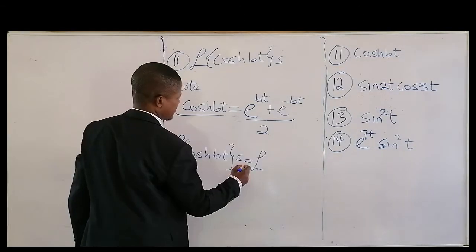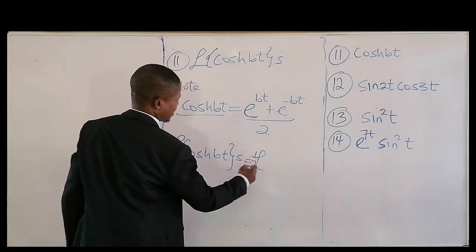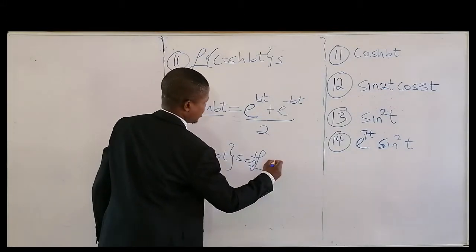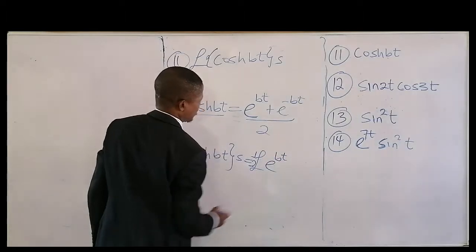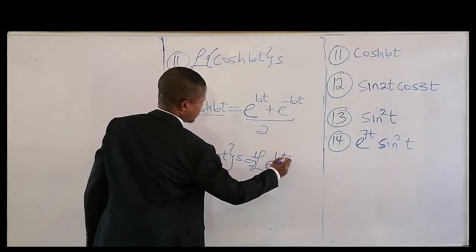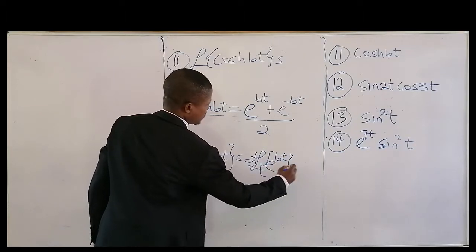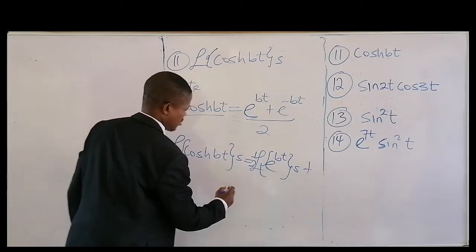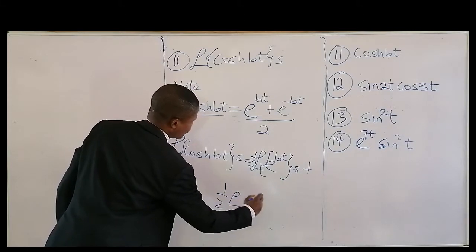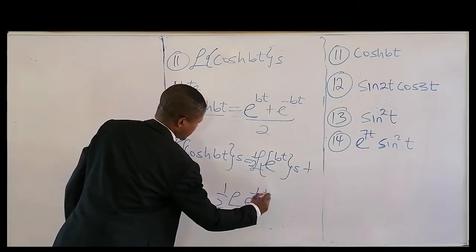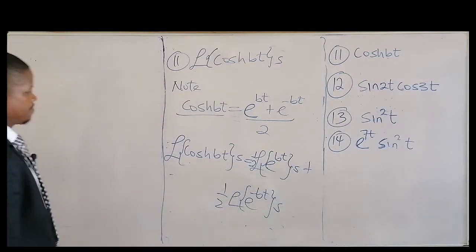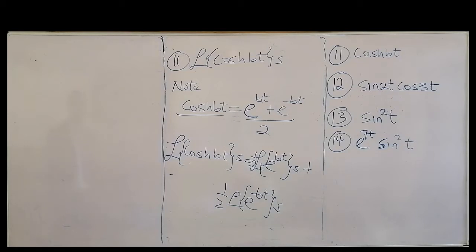And that'll be what? This half can come outside. You can take it outside the Laplace. Then we have half Laplace of exponential e to the power bt, plus half Laplace of exponential minus bt. Okay, so that's what we have.